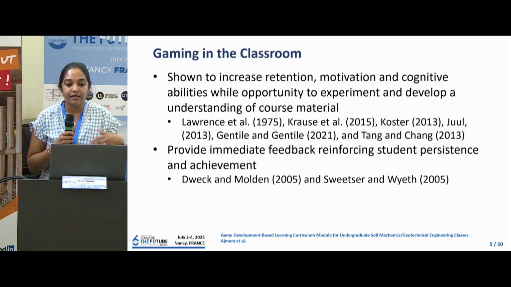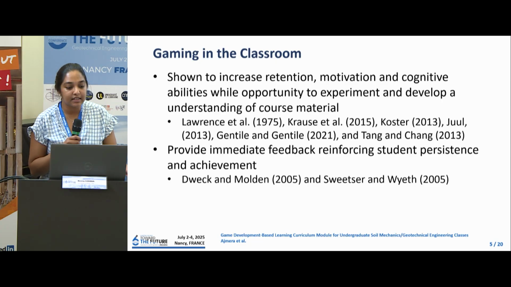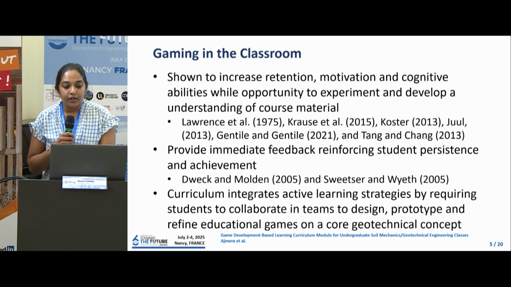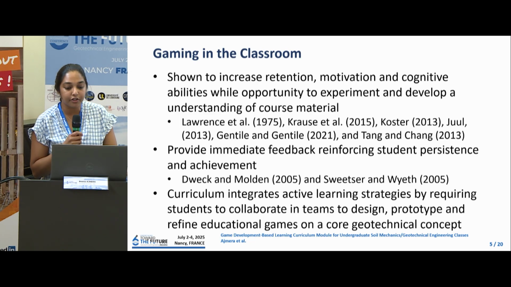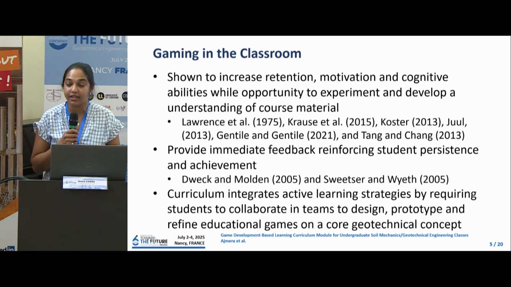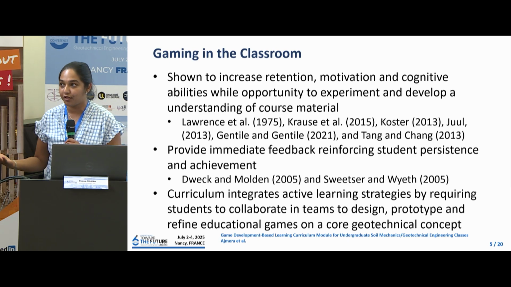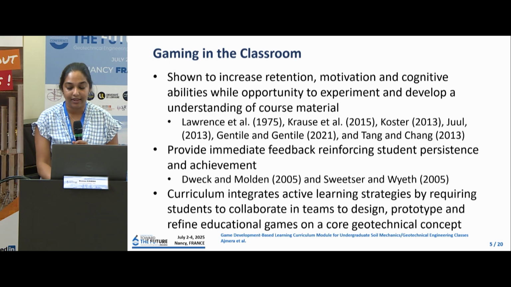We also know it gives them immediate feedback. It reinforces their student persistence, it reinforces their achievement because they know right then what they did wrong, what they didn't do, what they could learn from that experience. So we're hoping that this curriculum will integrate the active learning strategies associated with gaming with having them build their own educational tools.